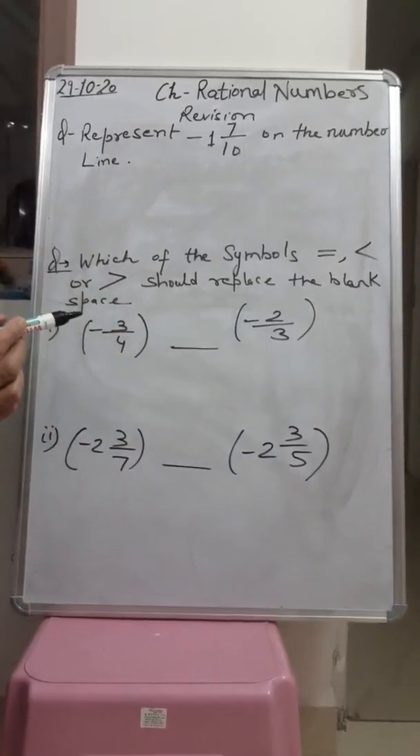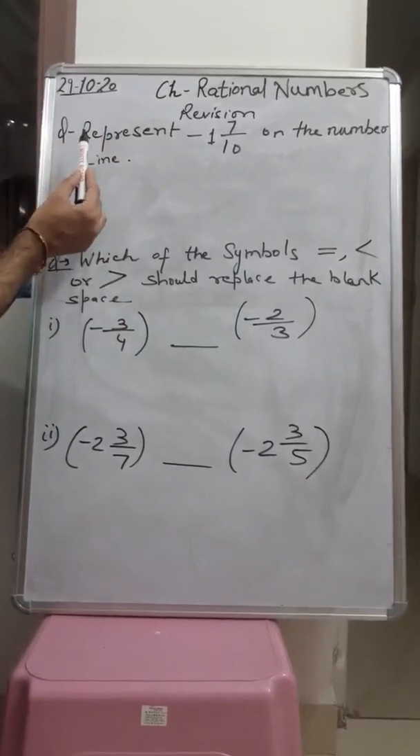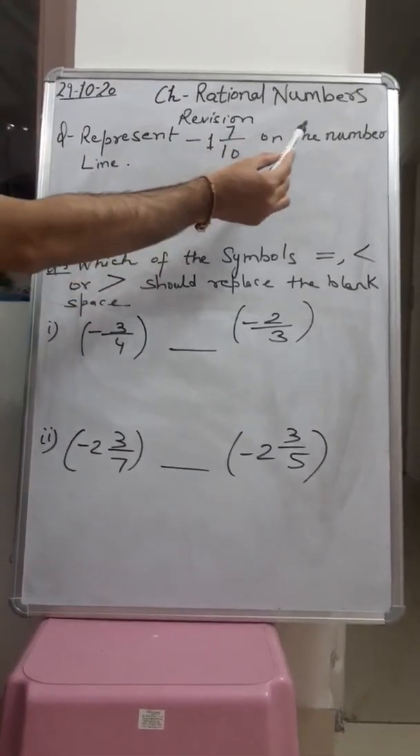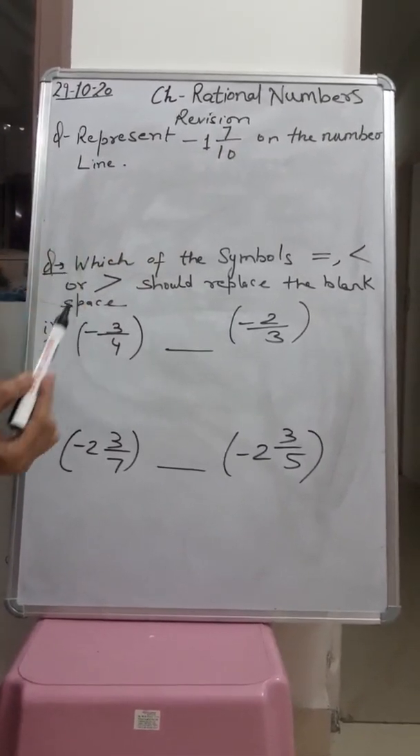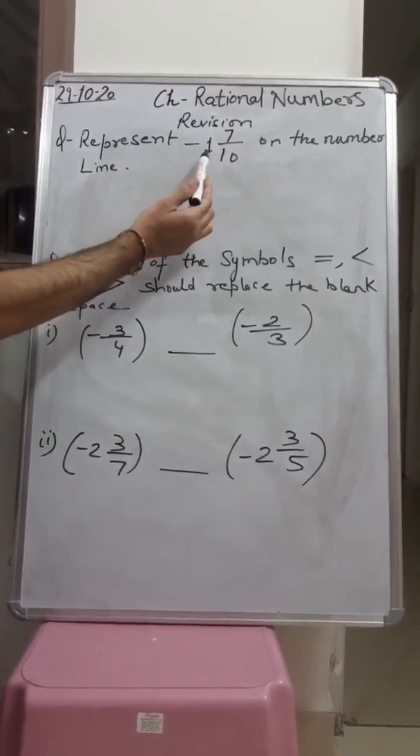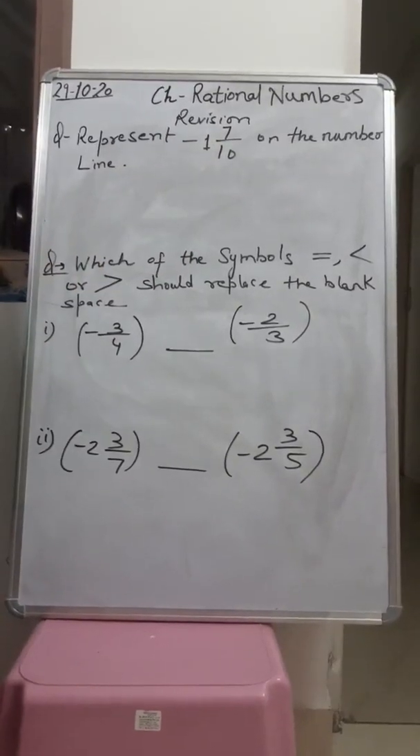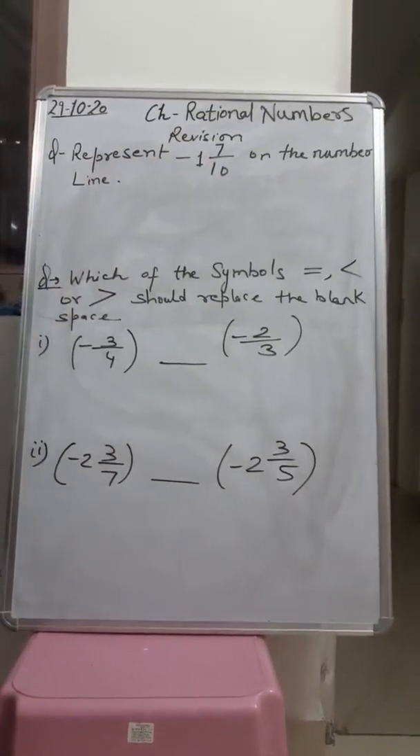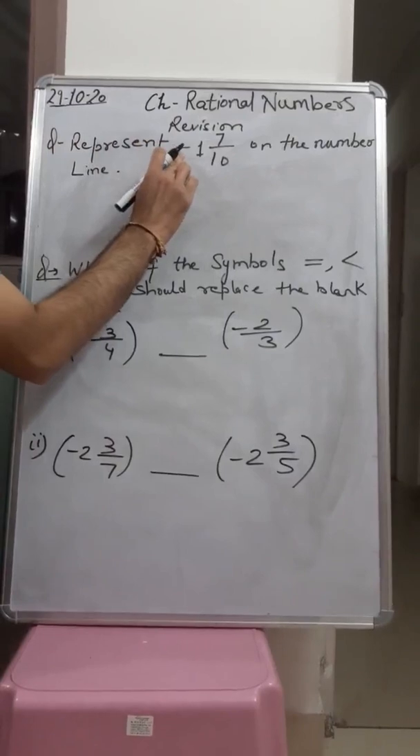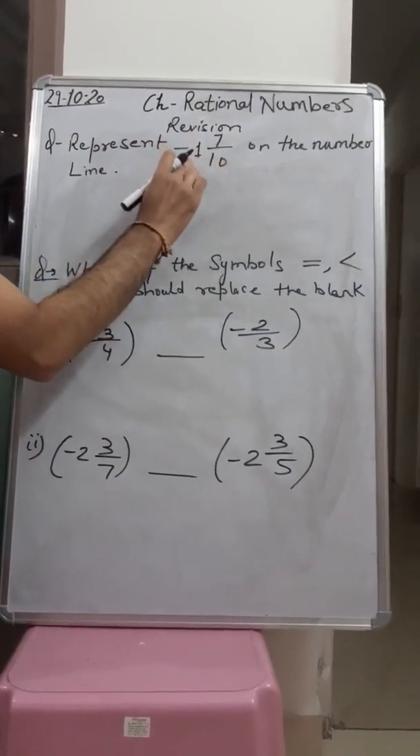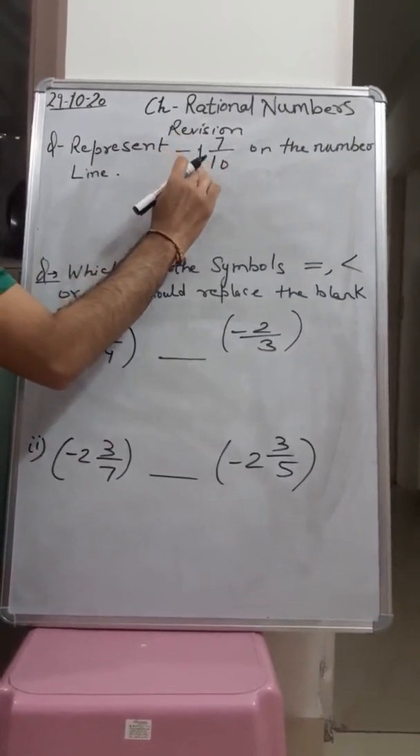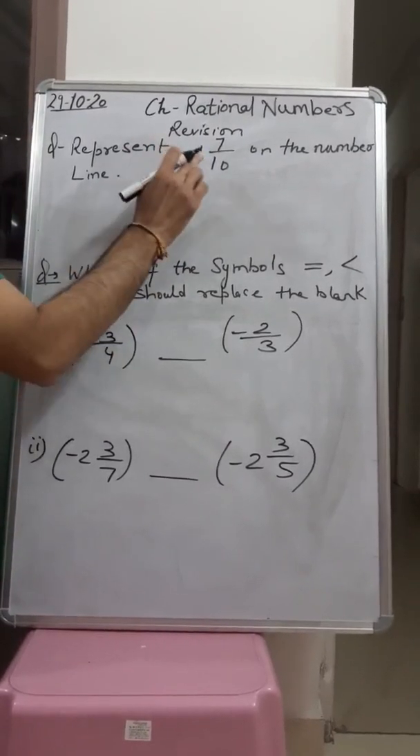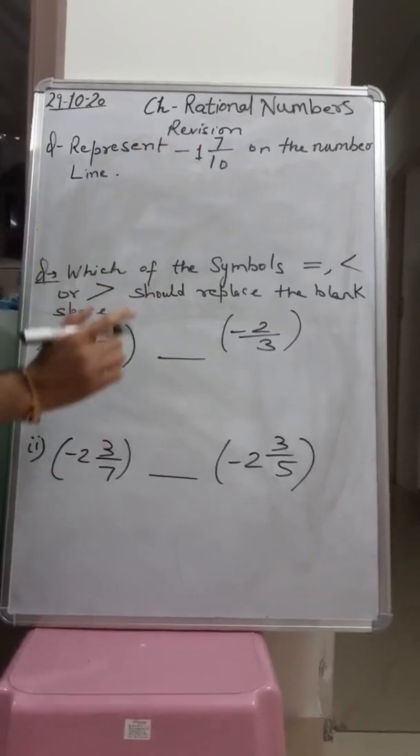So students, now the question is: represent minus 1 whole 7 upon 10 on a number line. Here we can see that we have been given a mixed rational number and we have been asked to present it on a number line. So first we can see that it is minus 1 whole 7 upon 10. That means this is smaller than minus 1 but greater than minus 2. That means it will come between minus 1 and minus 2.